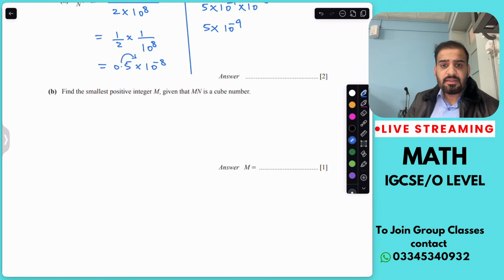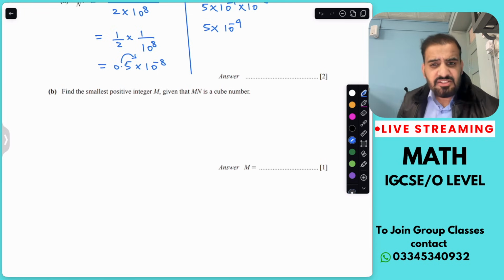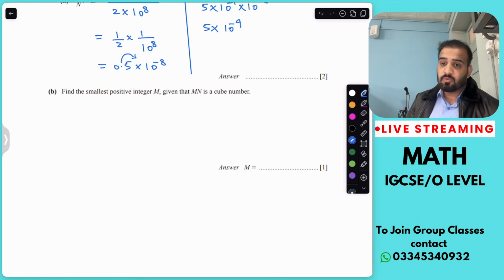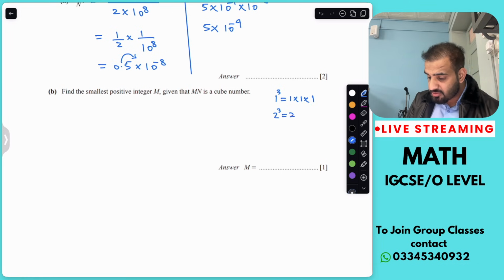Look at part B. Find the smallest possible value, smallest positive integer m, giving mn is a cube number. Children, what are cube numbers? Look, 1 cube means 1 cross 1 cross 1. 2 cube means 2 cross 2 cross 2, which means 8. So 3 cube means 3 cross 3 cross 3.